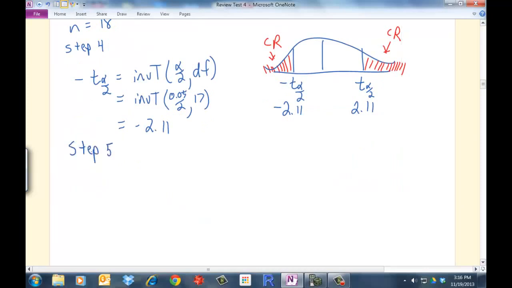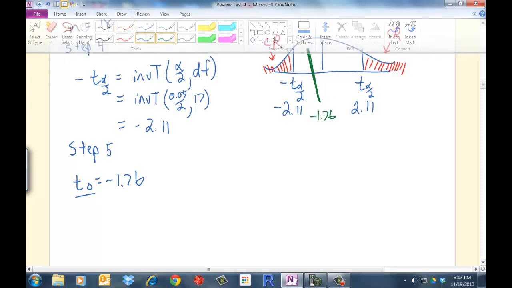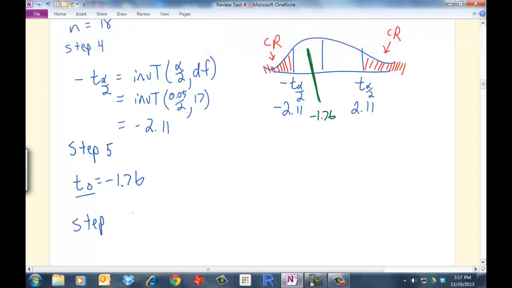And then step 5 says compare the test statistic, which is minus 1.76, to the critical values. Remember, the easy way, we talked about this in class, is to determine if t0 is in the red region. And we can clearly see here that t0 is not in the red region. t0 is somewhere right in here. This is minus 1.76.